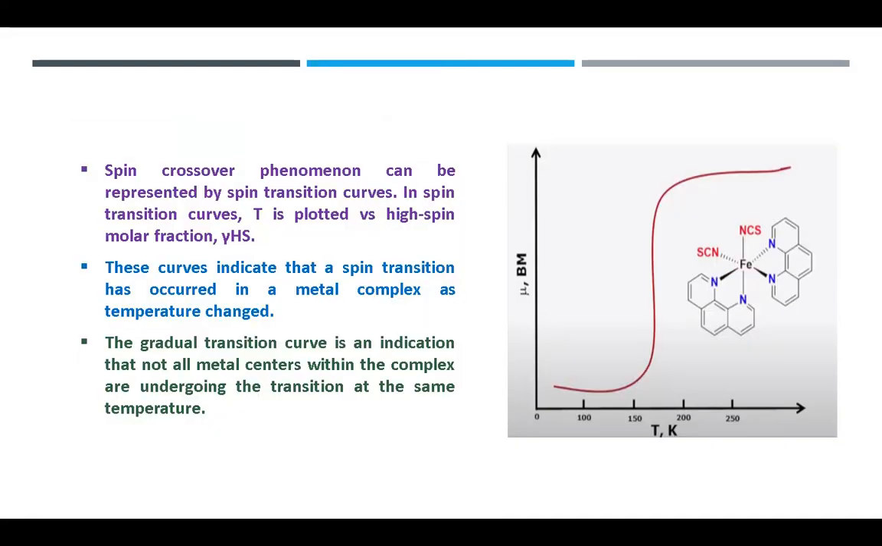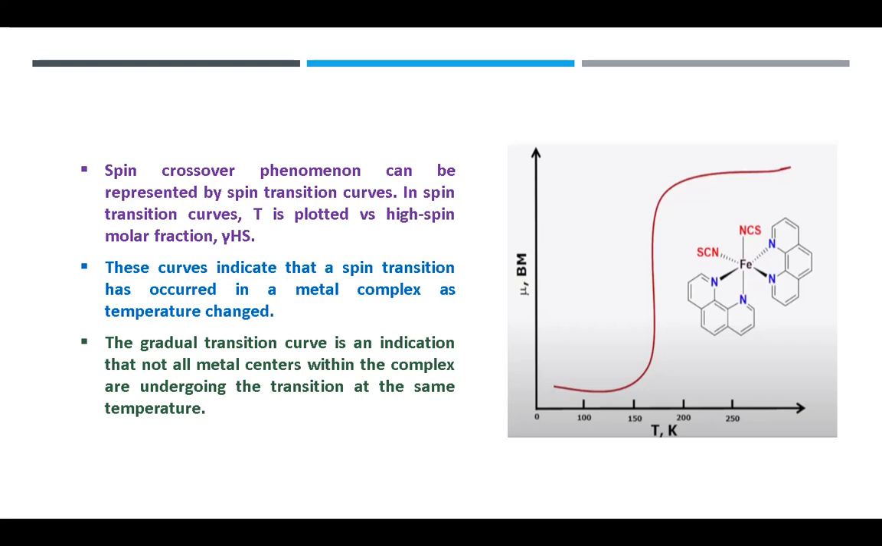Spin crossover phenomenon can be represented by spin transition curves. In spin transition curves, T is plotted versus high spin molar fraction. These curves indicate that a spin transition has occurred in a metal complex as temperature changed. The gradual transition curve is an indication that not all metal centers within the complex are undergoing the transition at the same temperature. The most interesting example of spin crossover is shown in the graph.